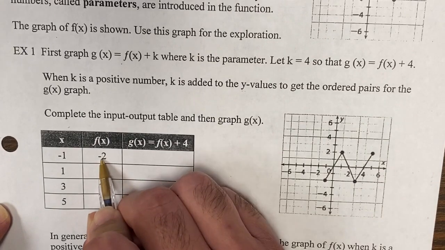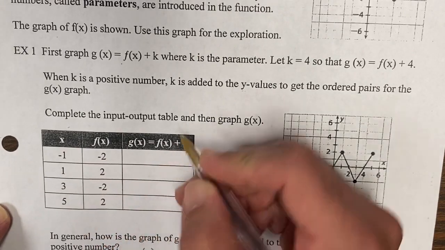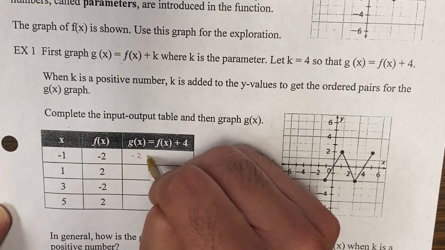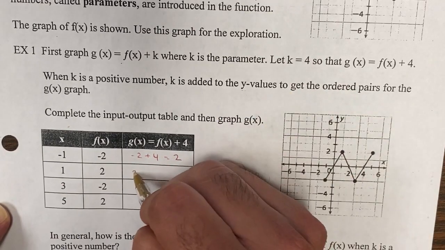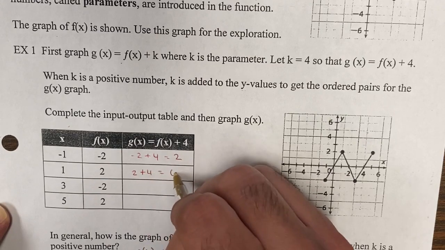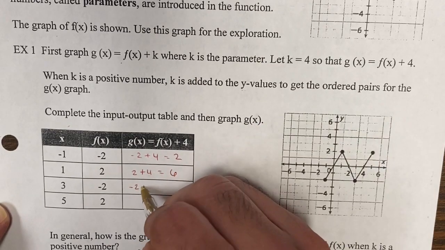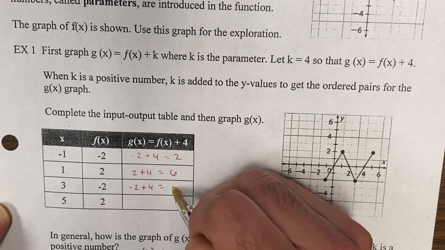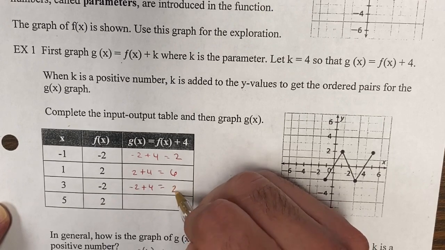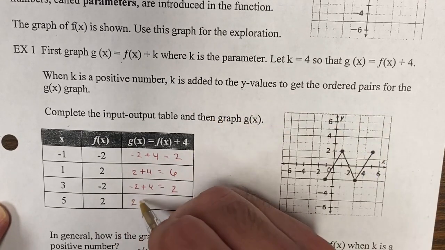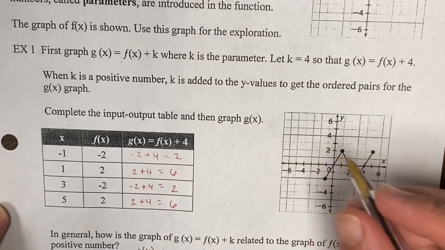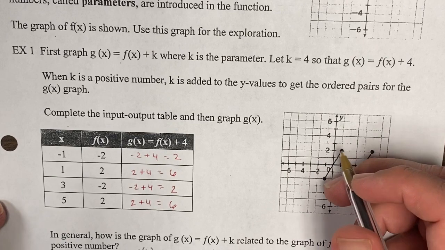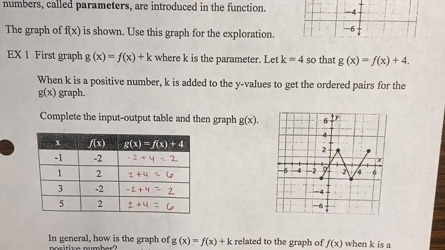So if we take negative 2 and add 4, we would get 2. If we take 2 and add 4, we'd get 6. If we take negative 2, add 4, we get positive 2. And if we take 2 and add 4, we get positive 6. All right, now let's plot these on the graph, and then we're going to make a conclusion based on what we see on this graph.